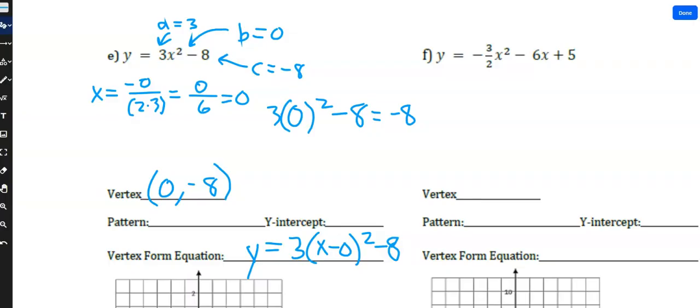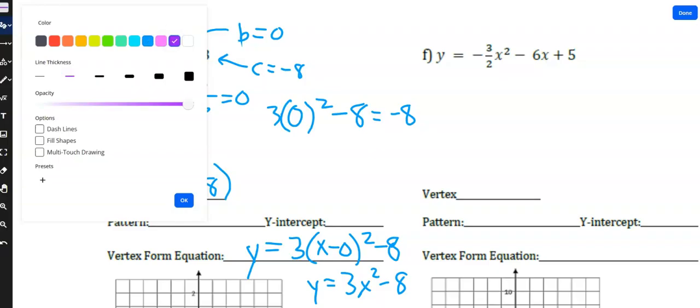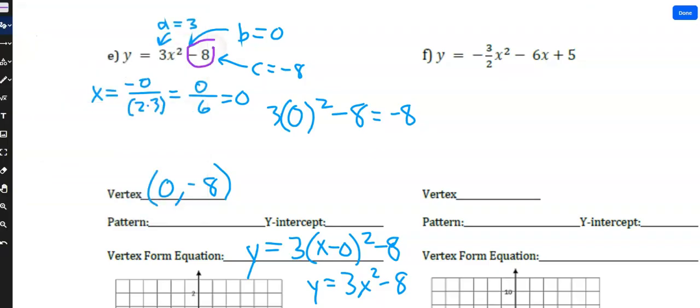Yeah, there's nothing wrong with that. Nobody puts x minus 0. So literally, we could simplify that to y equals 3x squared minus 8. Now, wait a second. Doesn't that look like exactly what they started with? And the answer to that is yes, it does. Of course, the negative 8 on the outside would come here.